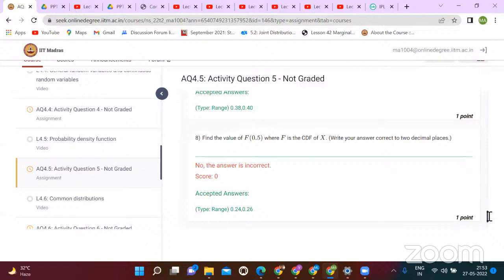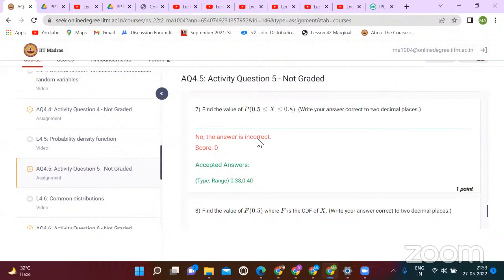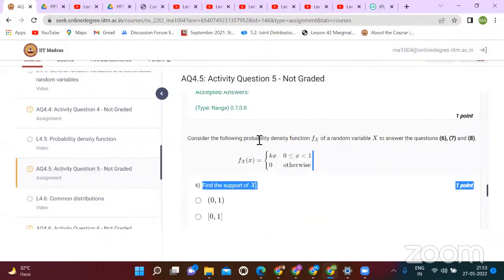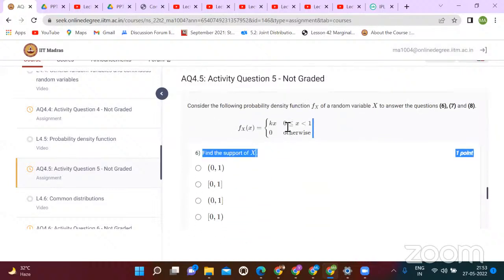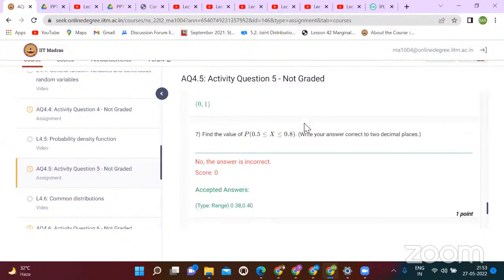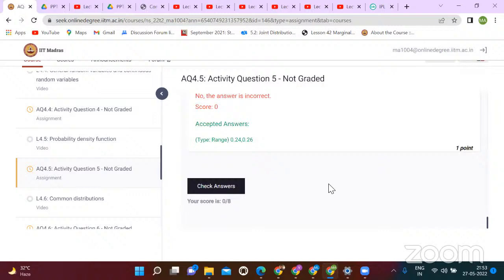Similarly, here you are asked to calculate the CDF of 0.5, which means you have to calculate the probability that x is less than or equal to 0.5. So from minus infinity to 0.5 you have to calculate the area. From minus infinity to 0 the value will be 0, so you have to calculate the area from 0 to 0.5. Is this clear to everyone?